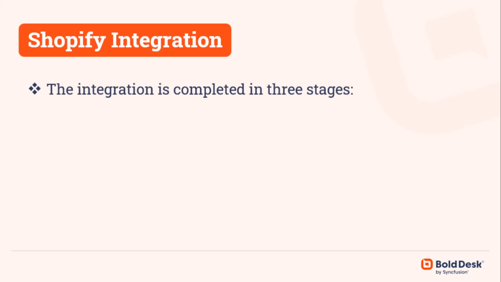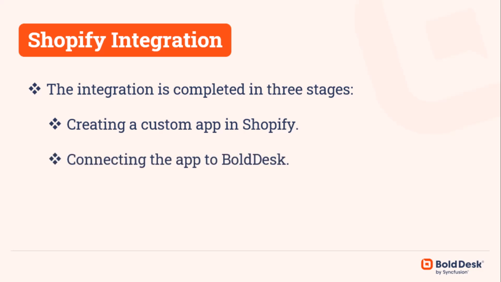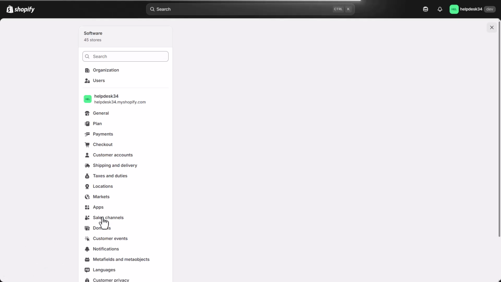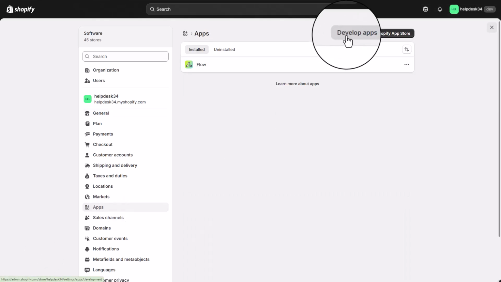The integration is completed in 3 stages: creating a custom app in Shopify, connecting that app to BoldDesk, and then using the integration inside BoldDesk to manage customer orders and support workflows. First, I'll create a custom app in Shopify. Sign in to the Shopify store and go to Settings, then Apps, and open Develop Apps.